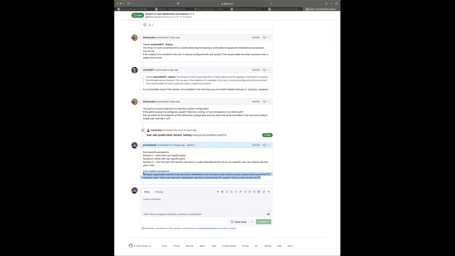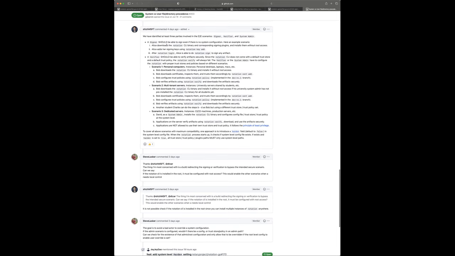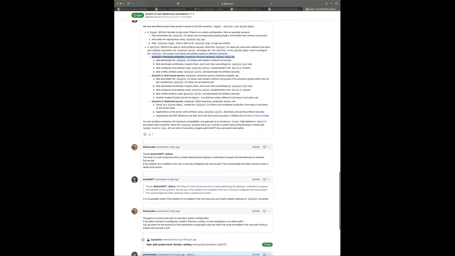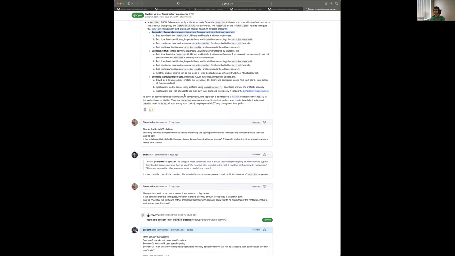So I've listed three scenarios on the top. You can go through them one by one, and for the first two, we don't need system level. But for the third one, system level might be okay. Usually you will run that CI/CD machine or production server with some user, not as root. And if that user is compromised, it doesn't provide me any additional security guarantees. I agree. It might be handy from a config distribution perspective, but not from a security perspective.